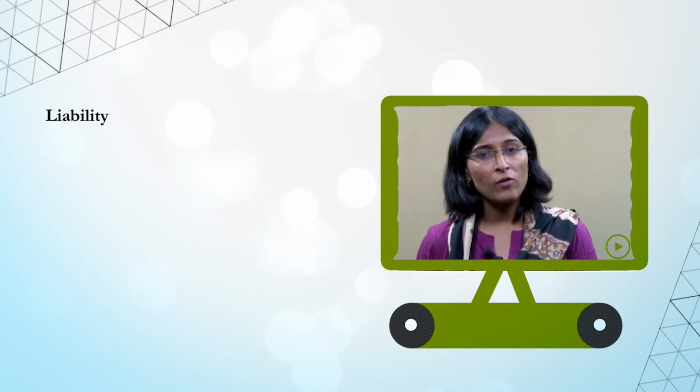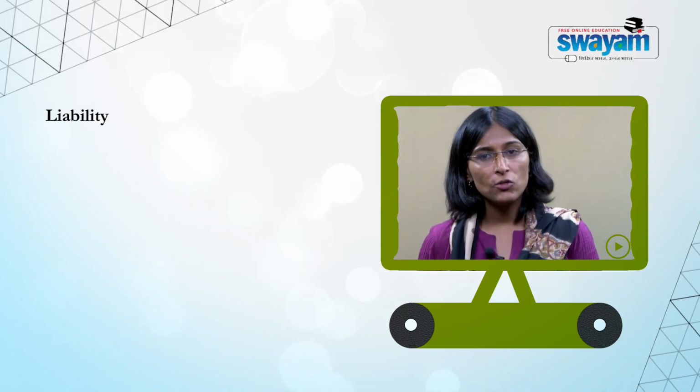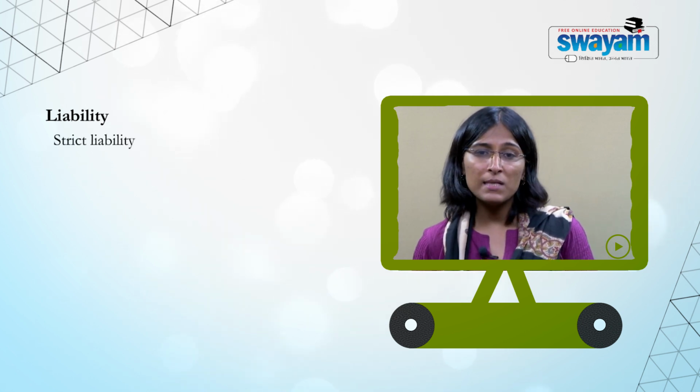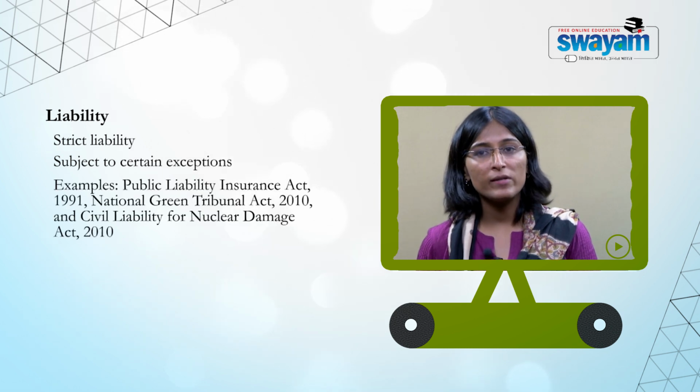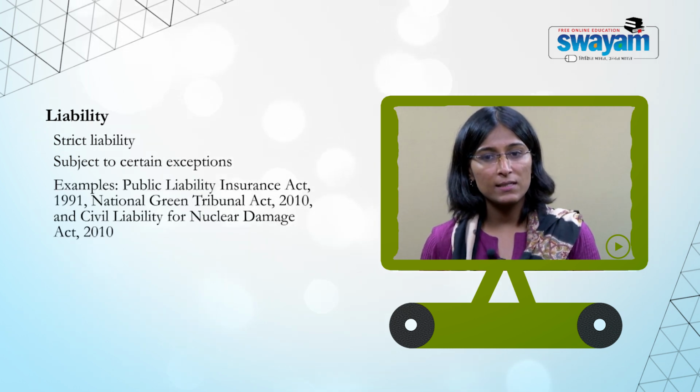Finally, before concluding the presentation, we should also discuss the concept of liability. There are two main forms of liability: fault-based liability, where the proof of the polluter's negligence is required, and no-fault liability, where the burden of proof is reversed. There are two main forms of no-fault liability: strict liability and absolute liability. While strict liability is subject to certain exceptions, this is not the case insofar as absolute liability is concerned.